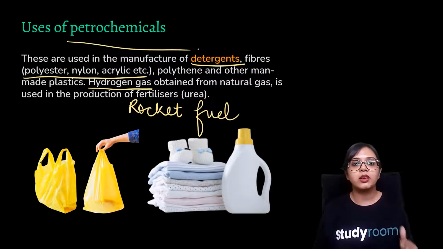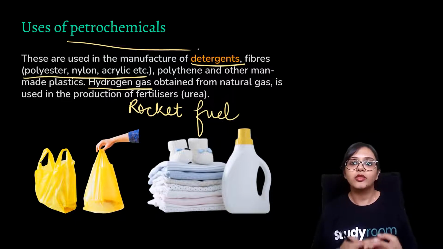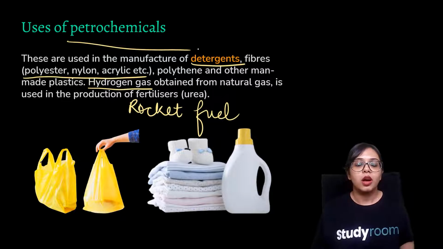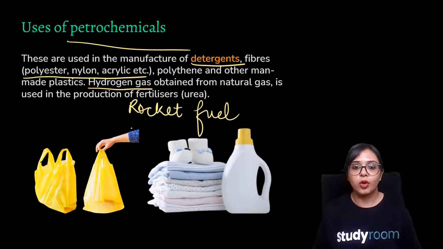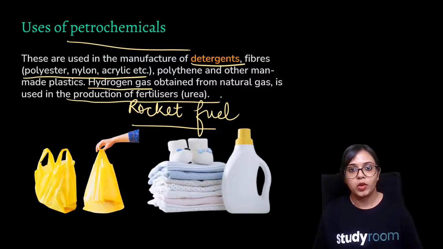So petrochemicals are used for the manufacture of detergents, for the manufacture of synthetic fibers such as polyester, nylon, acrylic, then in the formation of plastics such as polythene, and then also hydrogen gas is derived and used as a source of rocket fuel. Apart from that, it is also used in the production of fertilizers, urea. It is used in the production of fertilizers as well.